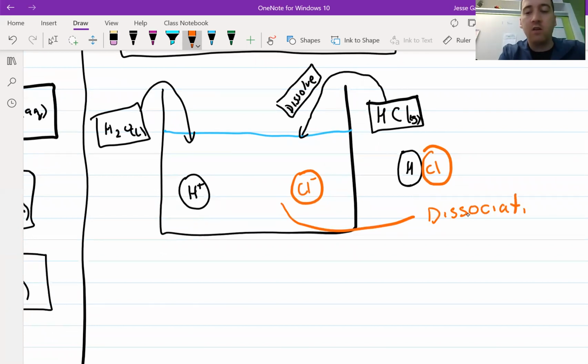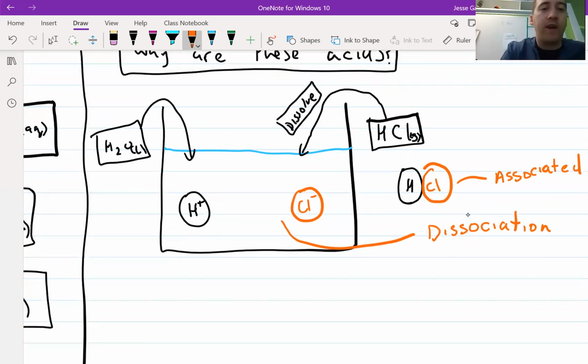Dissociation. So it's kind of like these are associated with each other, and these are dissociated with each other. Dissociation. In other words, they stop being associated with each other. They stop sticking together. So when they dissolve, they dissociate. The ions separate. They spread out.